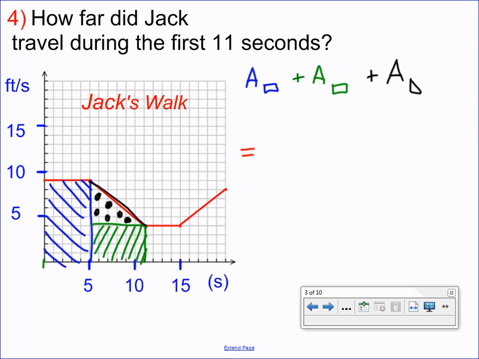So here we go. Blue looks like length, base times height. So what is that? 5 times 9, plus 6 times 4, is that right? Plus 1/2 base times height. So 1/2, 6 times 5, is that right? Awesome. We'll go ahead and combine those and get an approximation for the distance traveled.